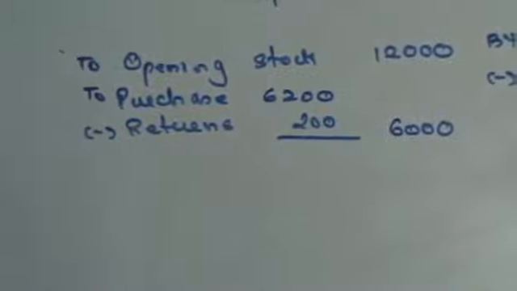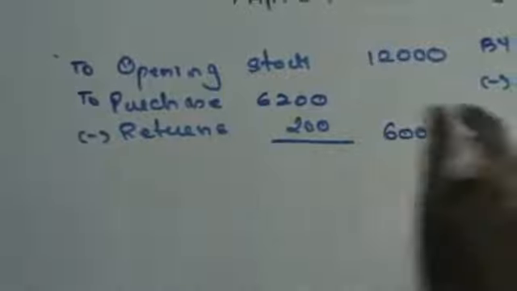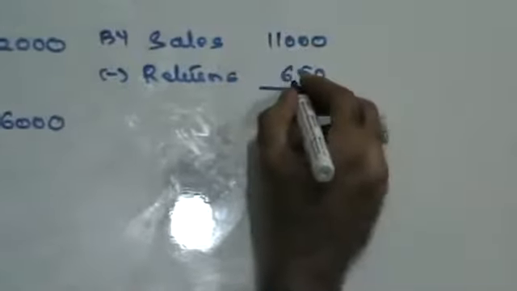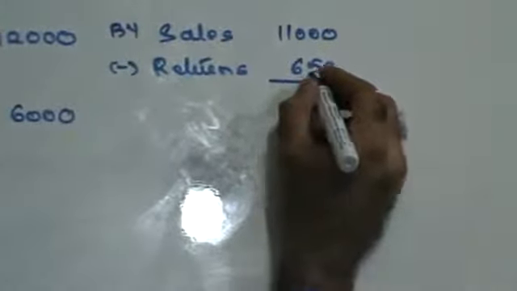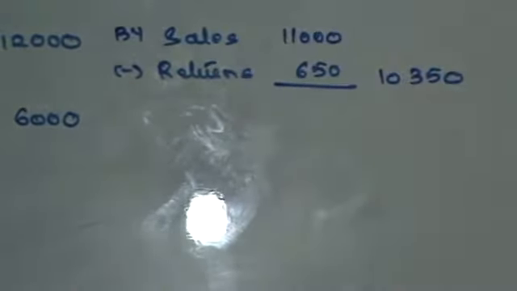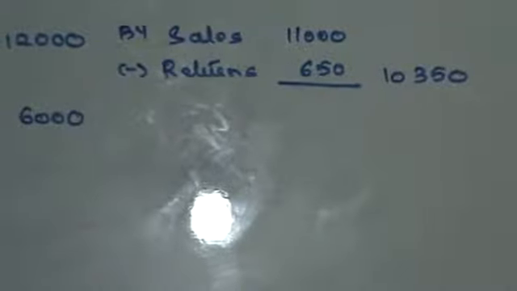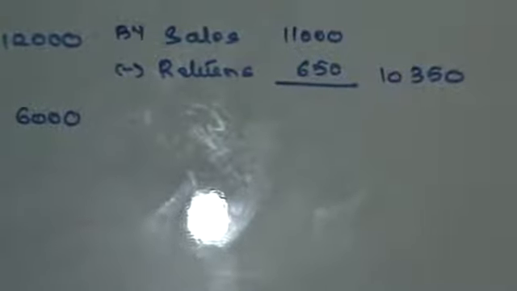All sales are made at a profit of 33 1/3% on selling price. Now 11,000 was my sales, 650 is the return, so 10,350 is going to be my net sales. 11,000 minus 650 is going to be 10,350.